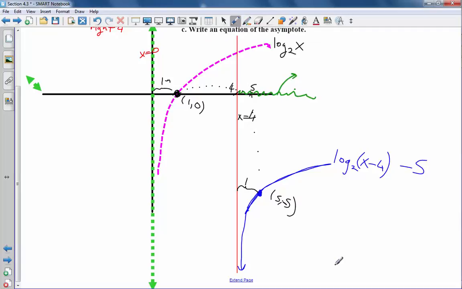But you need to write this as an interval. Going all the way to infinity, so that part is clear to me, I just don't know where it starts. 4. Oh, are we going to include 4 though? No. Because we never touch this red line.